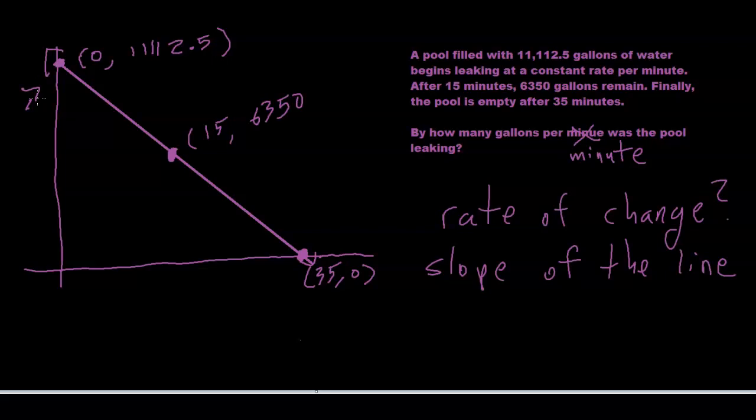After 15 minutes, 6,350 gallons remain, right? So we know we have one data point where x is equal to 15 minutes after the leak began, and the y value is equal to 6,350, the amount of gallons left in the pool at that point. And we also have a third data point, right? We know that this data point is (35, 0), which means 35 minutes after the leak began, the pool is empty. That means the y-coordinate is 0 because 0 gallons remain in the pool.